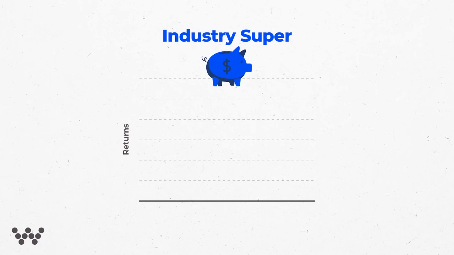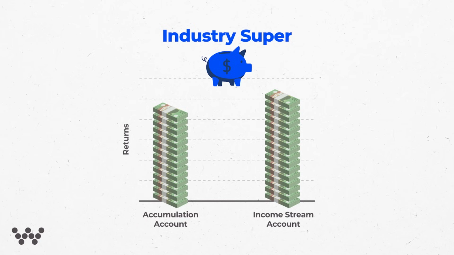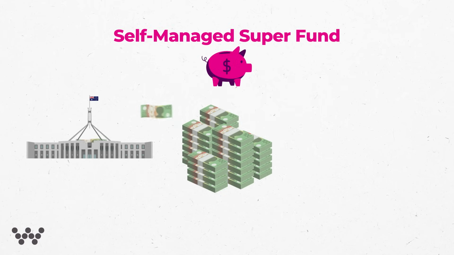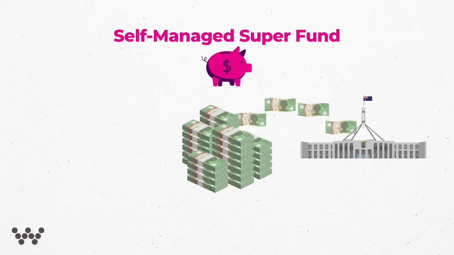What does that mean? If you're looking at an industry fund, it means if you compare the accumulation account versus an income or income stream account, the return will be slightly higher from that income stream account because of that reduction in tax. For an SMSF, it means you can convert your superannuation balance from paying tax to having a significant refund of any franking credits and any other deductions that you've had through the superannuation fund.